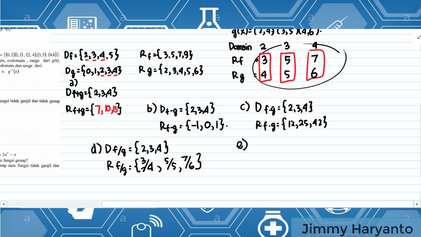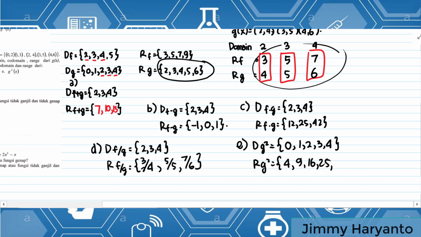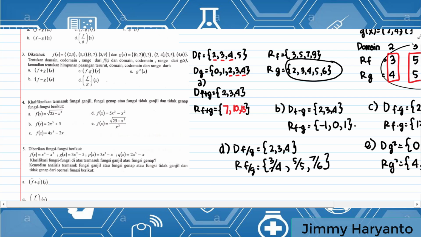And then for e, the domain of g squared. G squared only involves g. It doesn't involve f, so we don't have to intersect f and g. Just take a look at the domain of g. It will be the same for g squared: 0, 1, 2, 3, and 4 as the domain of g squared. For the range, you have to square the range of g. Squaring it gives 4, 9, 16, 25, and 36. There you go. That is the answer for number 3.